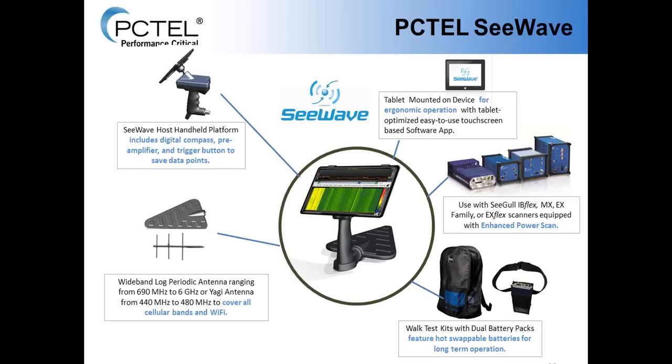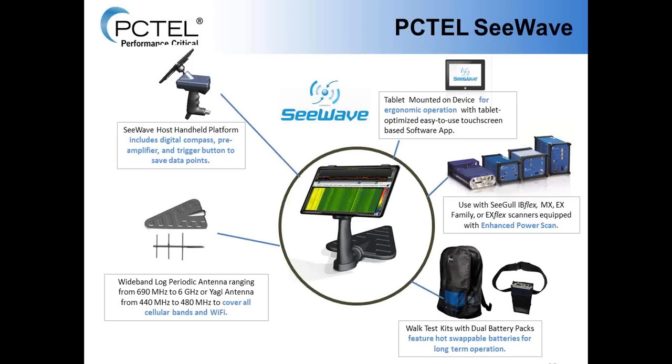The host platform internally also consists of a digital compass, a preamplifier, and a trigger button to save bearings. The third and very important part of this application is the software application, which resides on a Windows tablet. It's a touchscreen application, very easy to use. So again, we are trying to make this art of interference hunting as easy and as scientific as possible so that users don't have to spend too much time locating and identifying interference. You combine this entire system with a Yagi or a log periodic antenna, and you get an interference locating system.